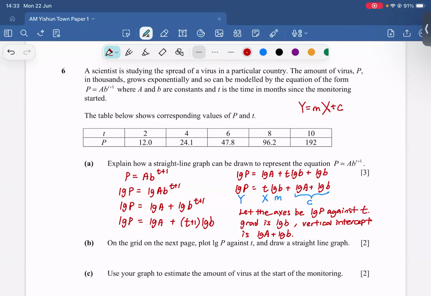Okay, on the grid on the next page, plot log p against t. So if I want to draw log p against t, I need to find my log p values first. How many decimal places do I put? Normally I put more because I don't know what the scale of my graph is.